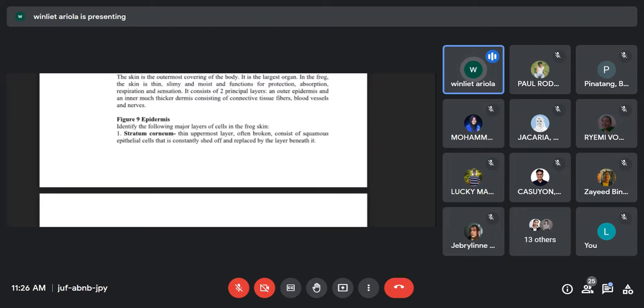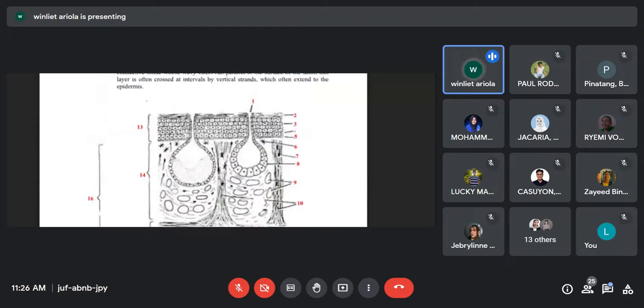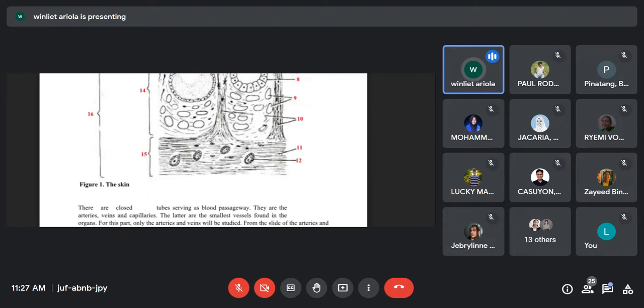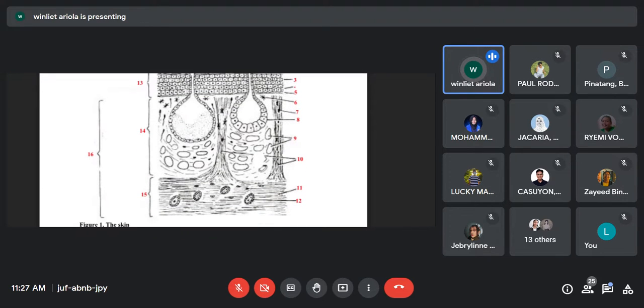After the epi, we have the dermis. And right after, sa baba ng dermis, we have the hypodermis, kung nasaan andoon ang mga fats. Okay, dito, the first one, itong number 13, this is the epidermis, number 14 is the dermis, and number 15 is the hypodermis. So this will also be out sa exam. Okay?